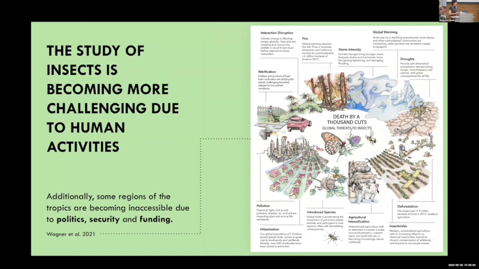So we're complicating things with human activities, but it's also getting more complicated because accessing some places is becoming more difficult. You can compromise your security to go to certain places. For example, I'm from Mexico, and there are some places that you cannot go anymore because it's so insecure. So you cannot collect specimens in those areas. Politics too is another reason. You might not be able to get permits to collect in certain areas, etc. And funding, right?